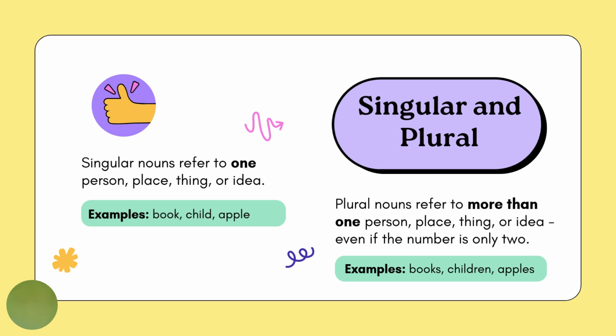Okay, so please do not think like plural itu banyak. So plural means jamak. Jamak means more than one. Okay, so for example, singular nouns: book, child, apple, while for plural, there are books, children, apples. So in the examples, you can see the difference. Okay, so you will learn how to form these plural forms later.